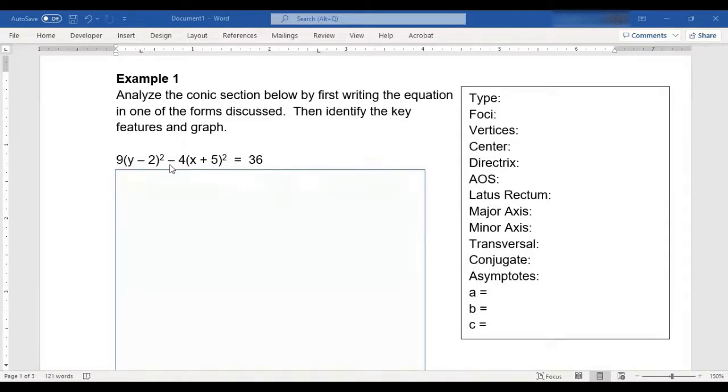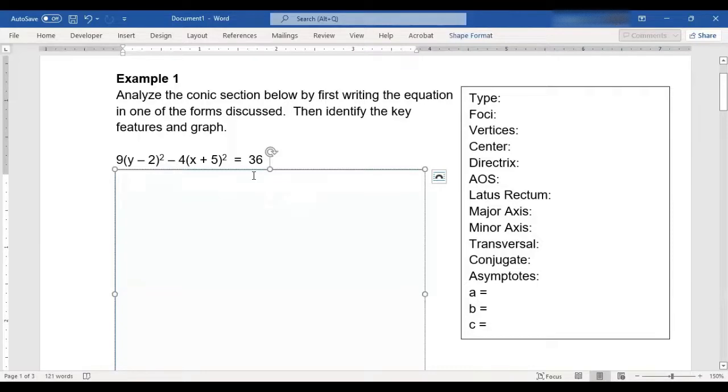The only thing that's really missing, you might think it's that this 9 and this 4 are here, but that's actually not the problem. If, for example, a was 1/9, then y minus 2 squared over 1/9 would be the same as 9 times y minus 2 being squared. What's really stopping us is the fact that they are not equal to 1. So I'm going to start out by making this all equal to 1 by dividing by 36. Once you identify you have either an ellipse or hyperbola, that's one of the things you want to be looking for. So I'm going to divide both sides by 36.